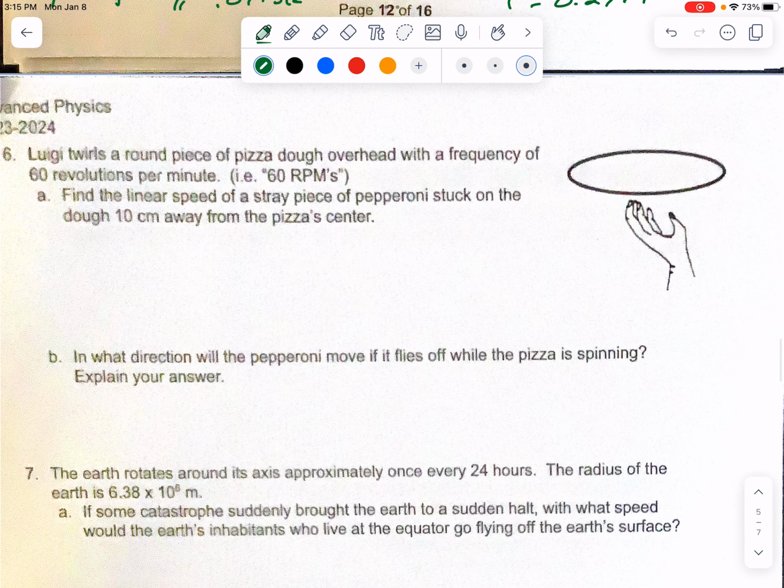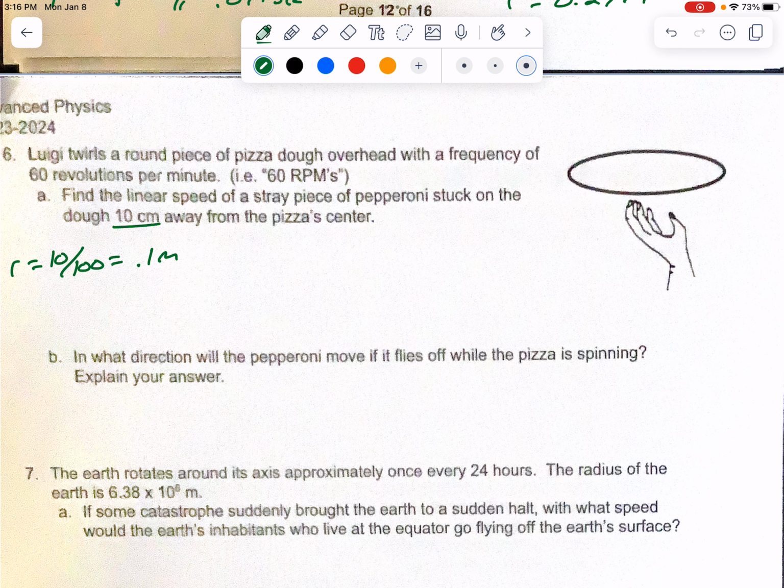Okay, Luigi twirls pizza dough overhead with a frequency of 60 revolutions per minute, so 60 RPMs. Find the linear speed of a stray piece of pepperoni stuck on the dough 10 centimeters away from the center. Okay, so there's my radius right there, but I can't have it in centimeters. So 10 divided by 100 gives you 0.1 meters.